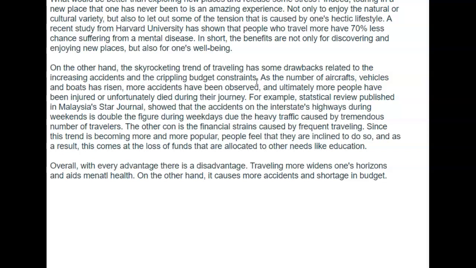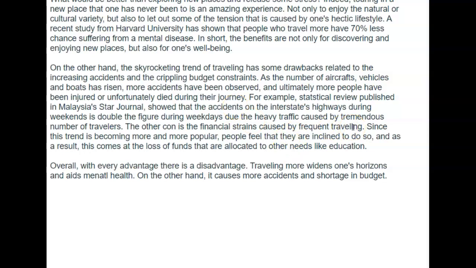For example, a statistical review, careful with your typing here, published in Malaysia's Star Journal, shows that the accidents on the interstate highway, without the apostrophe s, during weekends is double the figure during weekdays due to, here we go, the heavy traffic caused by the tremendous number of travelers.